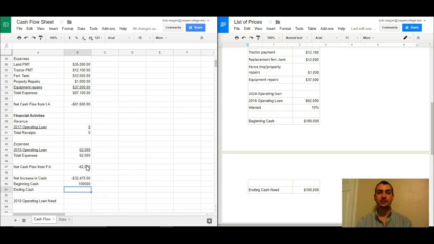So what does that come out of? Well, it comes out of beginning cash. So that's actually going to equal the beginning cash plus this net increase in cash. Now if this number would be positive, that ending cash would increase. But since it's negative, it's actually going to decrease. So that pretty much includes how you set this up and how you calculate all this. Now there's one more thing you're going to have to do, and we're going to show you that in the next video. And that is calculating an if-then statement to figure out if you need more money in the form of an operating loan.